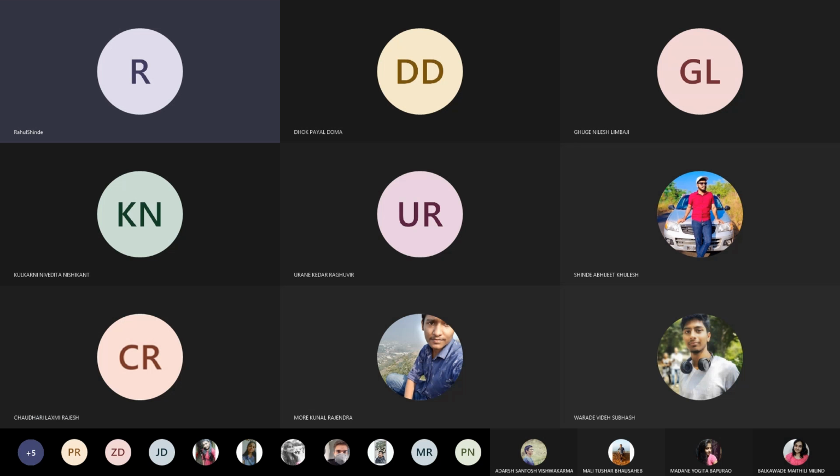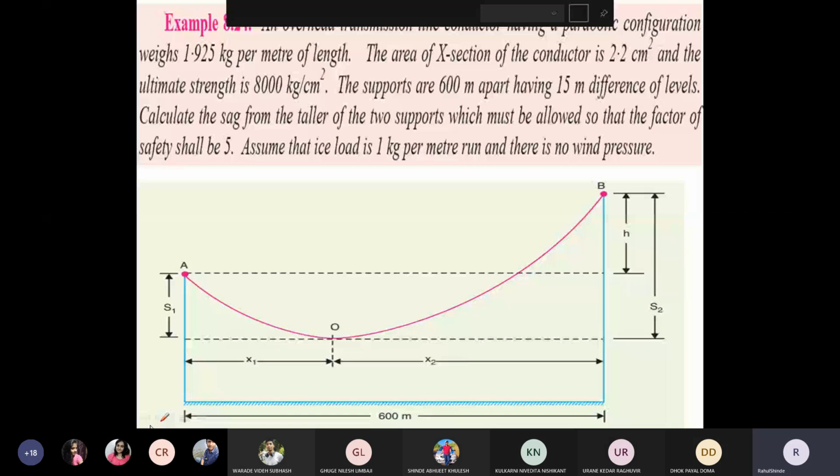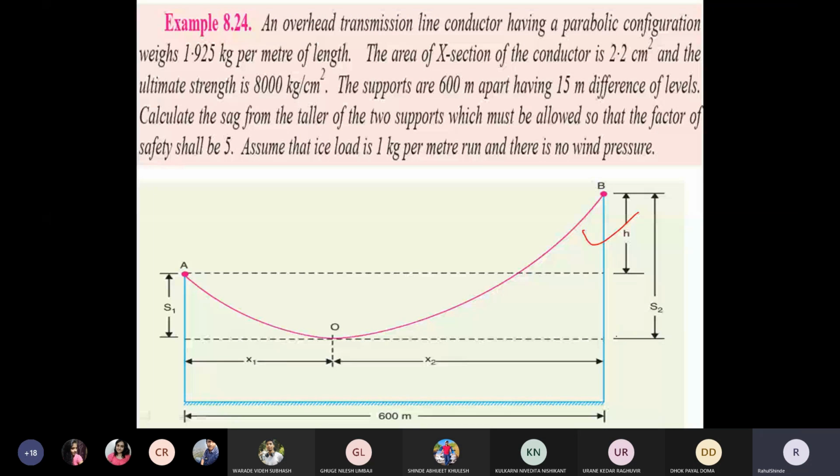So here you can observe the two line supports are not at the same level, so they have a difference, and the difference given in this numerical is h. This is the distance given between the two line supports, which is to be shown here.